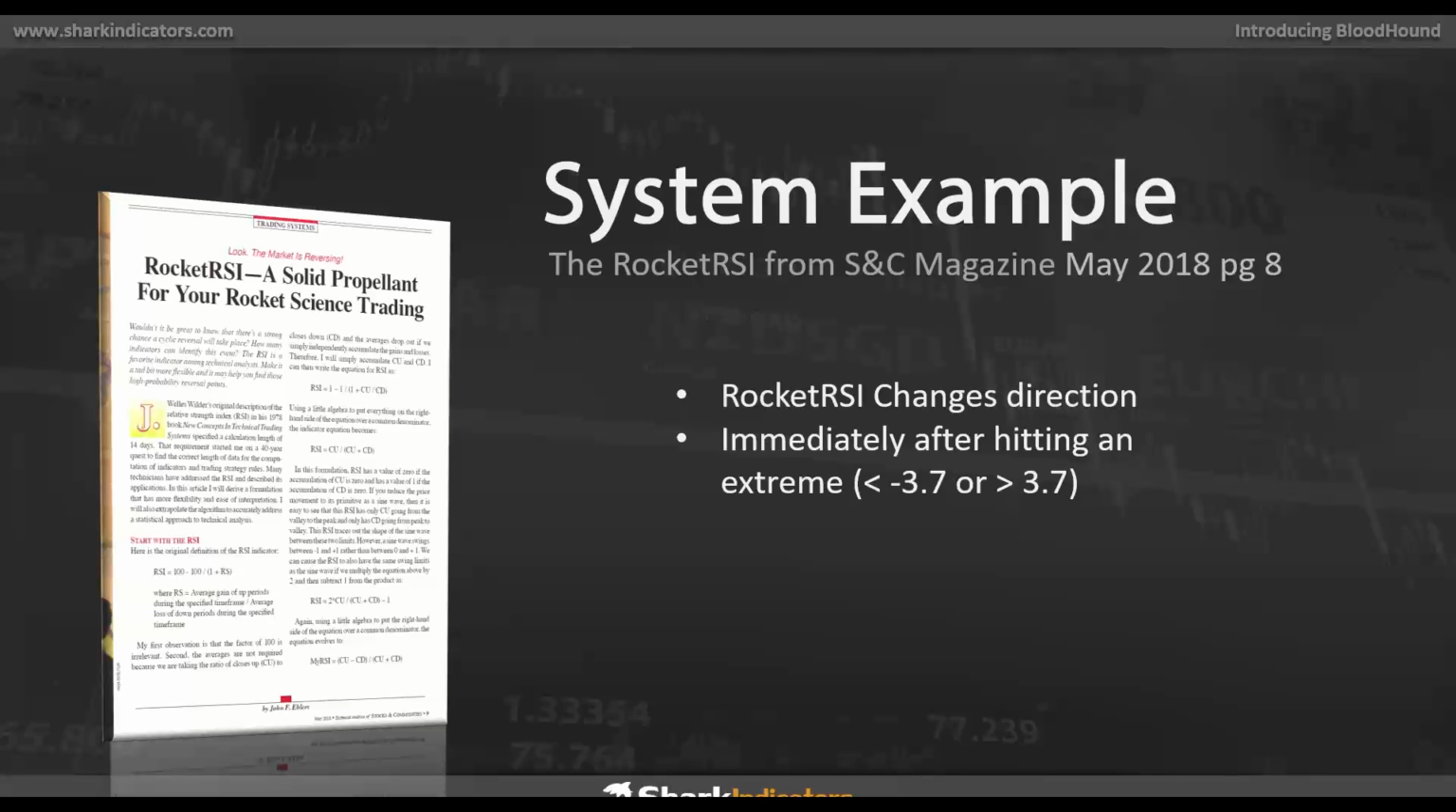Yeah, so again, as Zach mentioned, we're going to show you how a simple system works, just something to work with. I'm just going to describe the system here so we have some basis of discussion. This trade concept works like this: you have this Rocket RSI, an oscillating indicator, and it hits these extremes. If it goes below -3.7 or above 3.7, that's considered an extreme. We just want to capture those points immediately after it hits those extremes and turns around. That'll be our entry signal.